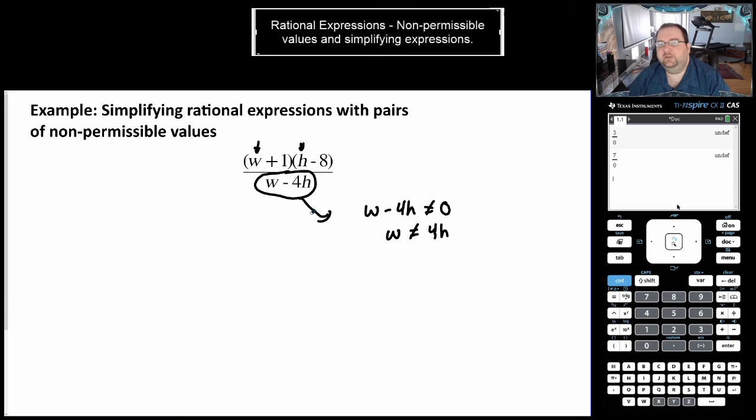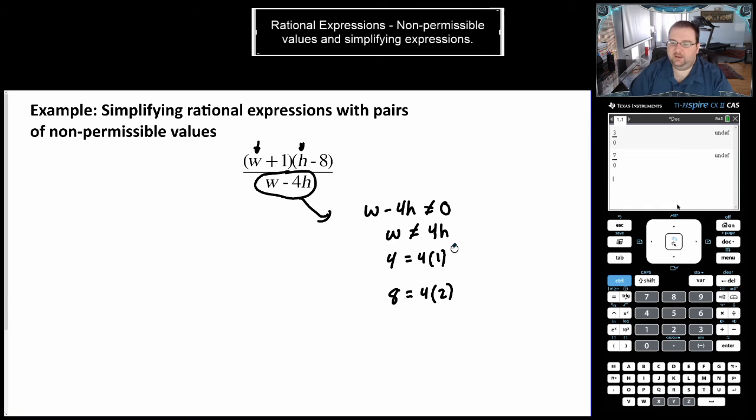We cannot have these be equal to 0. So if w was 4, what would h not be able to be equal to? 1. Okay? And that's exactly what this says. If w was 8, what would h not be allowed to be equal to? 2. Okay? That's it. So that's all that's happening here with these non-permissible values.